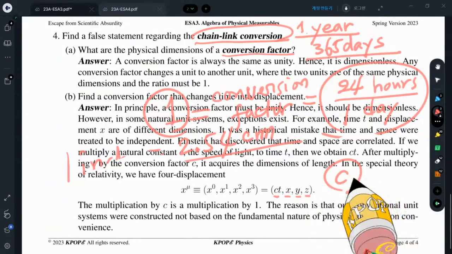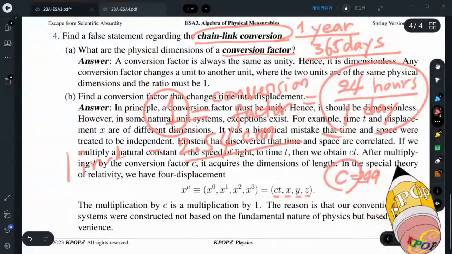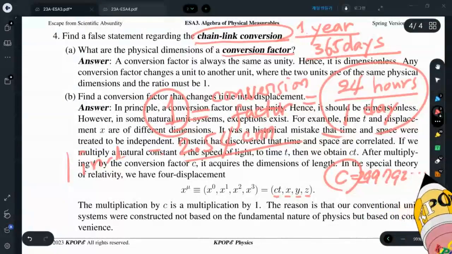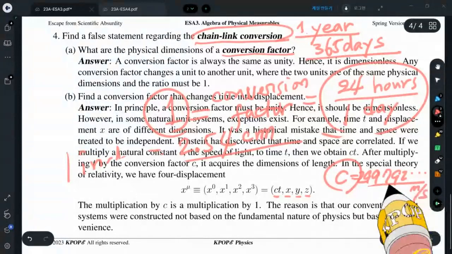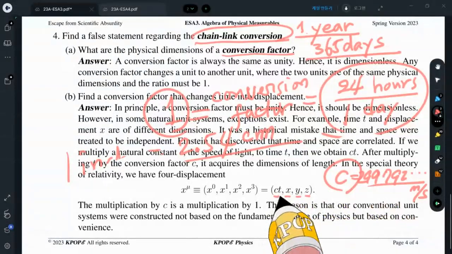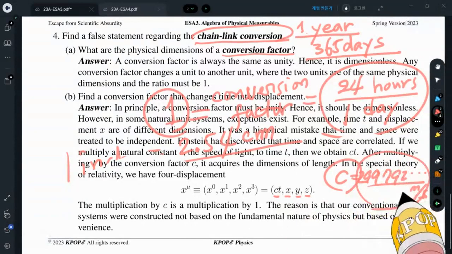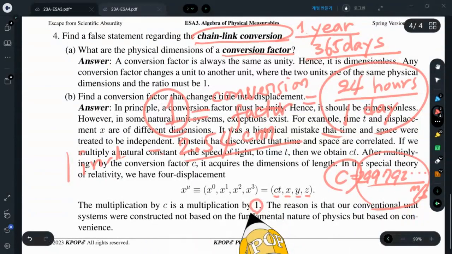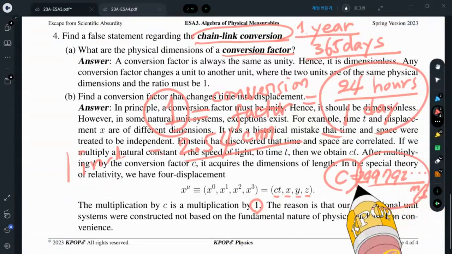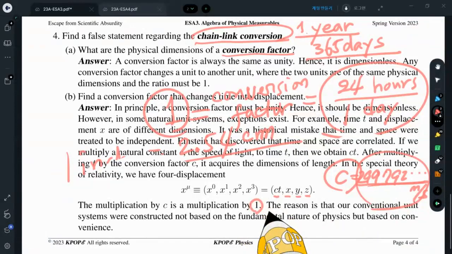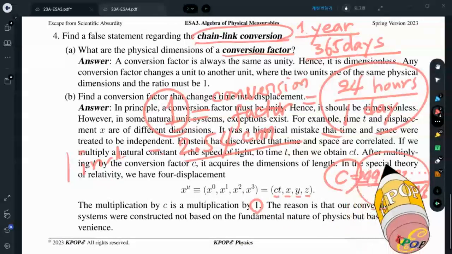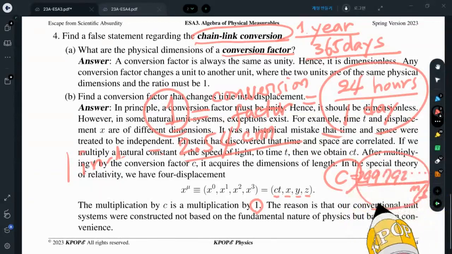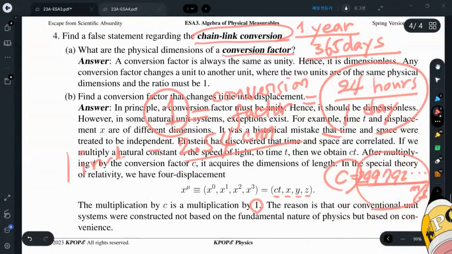299, this large number of meters per second should be multiplied to convert time to have the dimension of length. And actually this looks like it is not equal to one, but in the sense of physics, it is a natural constant that should have been one. So although it looks different from unity, actually it is the same as unity. Although this number is not unity, the whole thing in physical terms is a physical constant.